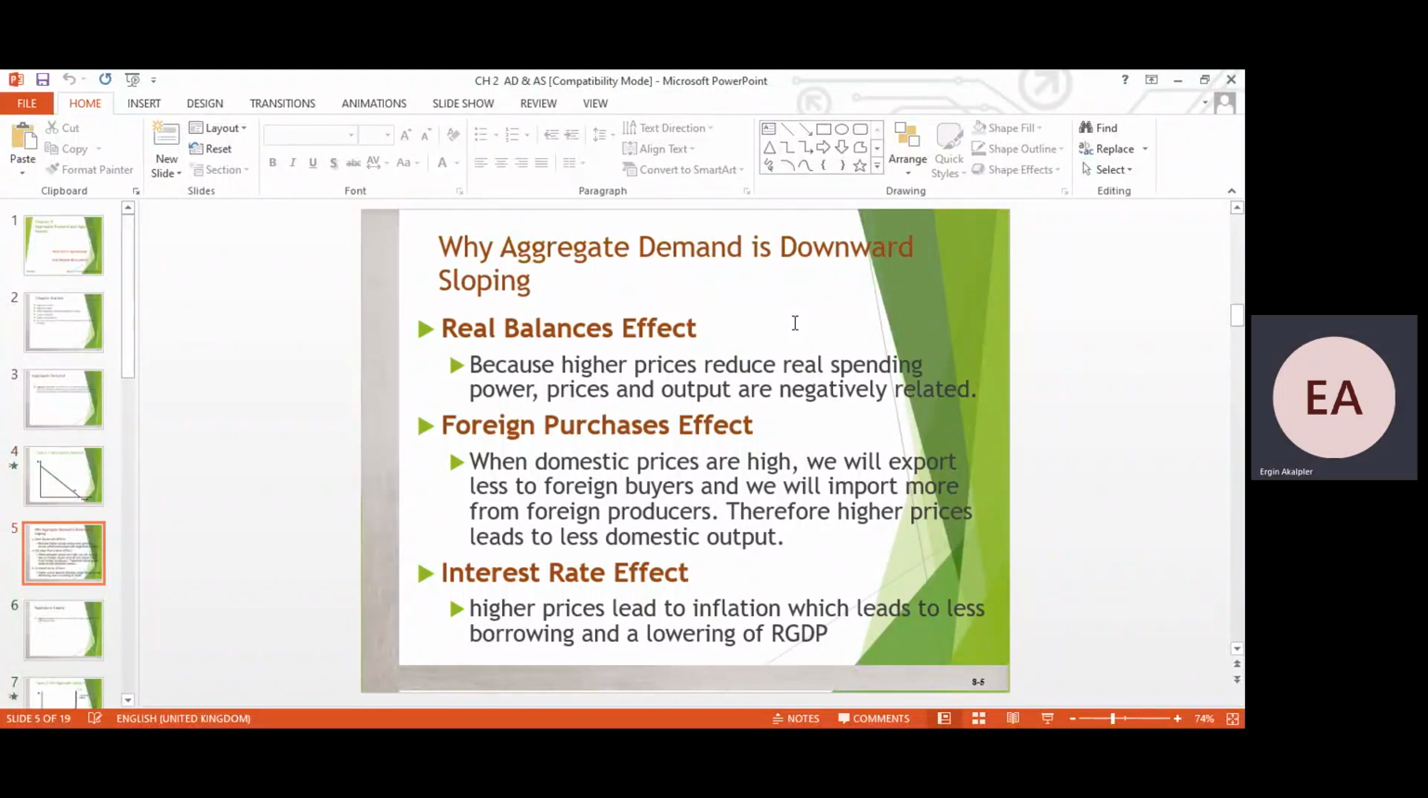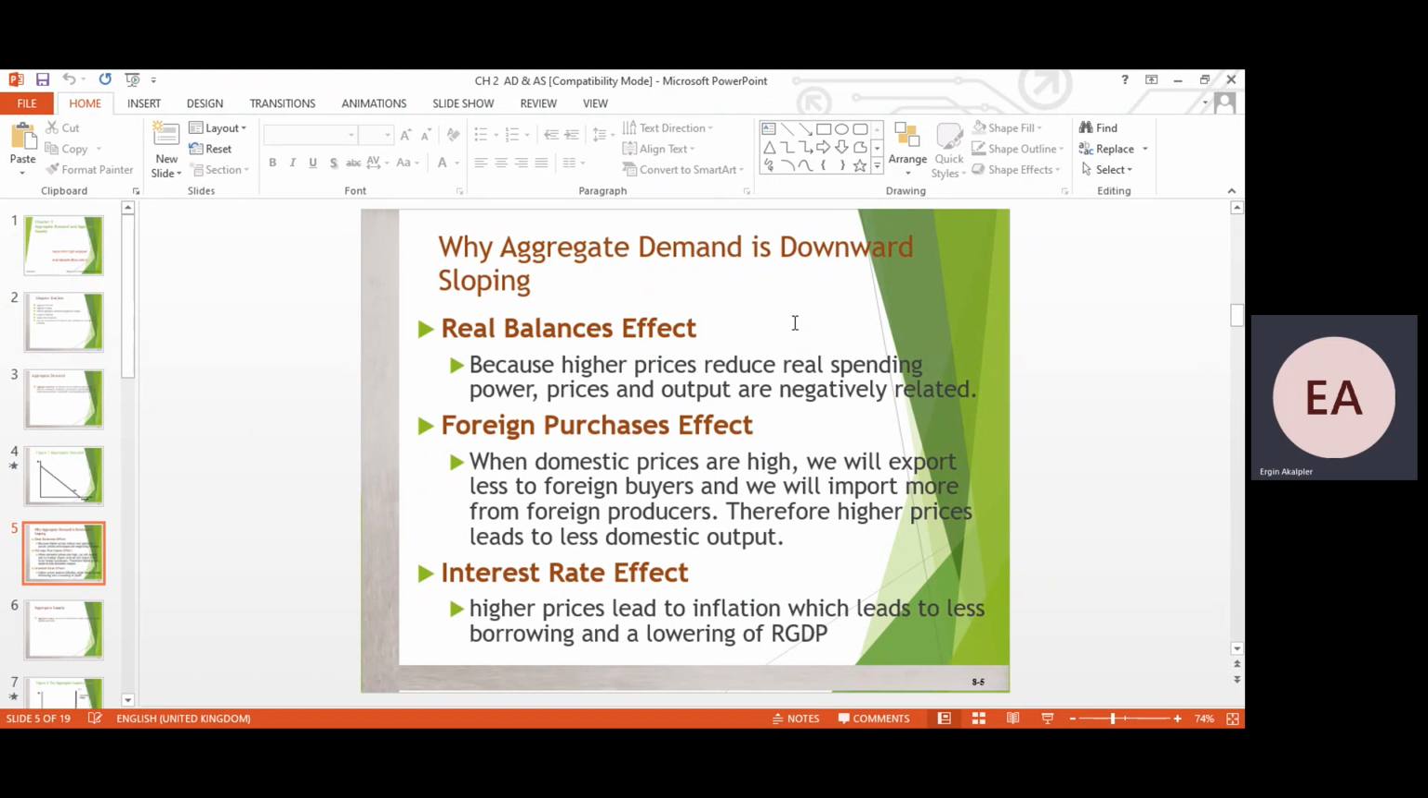Aggregate demand is downward sloping, as I mentioned to you in the last lecture. The real balance effect, the foreign purchasing effect, and the interest rate effect apply here. Why is it downward sloping? Between real GDP and the price level or inflation, there is an inverse relation. As the price goes up, the demand capacity, the consumption capacity, is supposed to be reduced, or vice versa. When consumption is increased, the price is expected to be down.